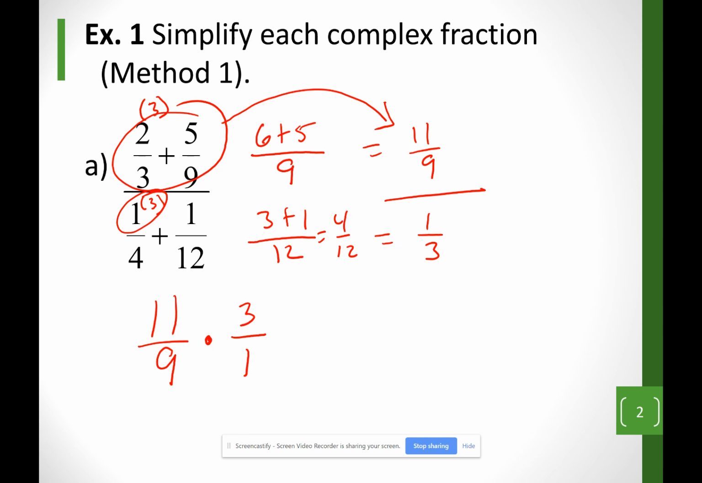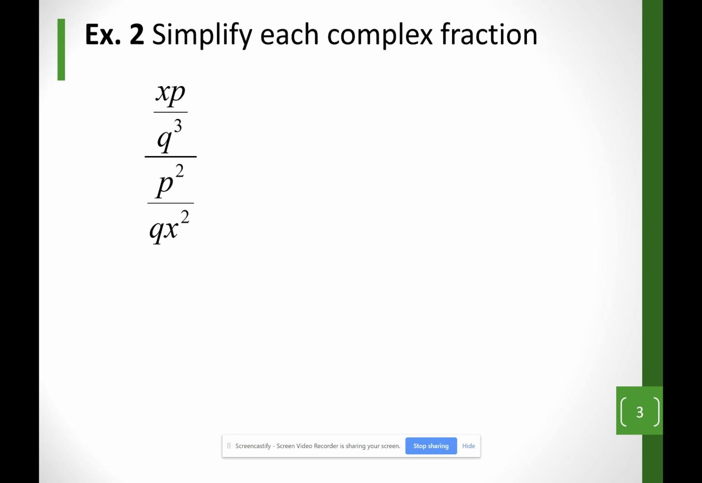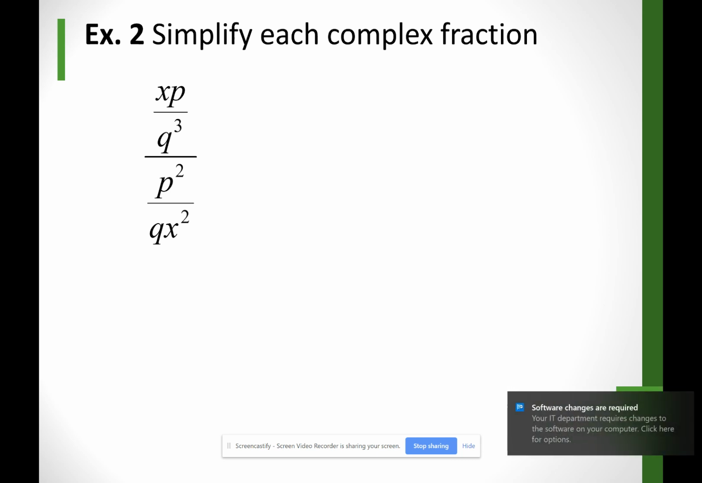All right, so 11 over 9 times 3 over 1. I can simplify the 3 and the 9 as 1 and 3. Now, when I multiply straight across, I'm going to get 11 over 3. In this example, the top is already simplified. The bottom is already simplified to just one fraction.